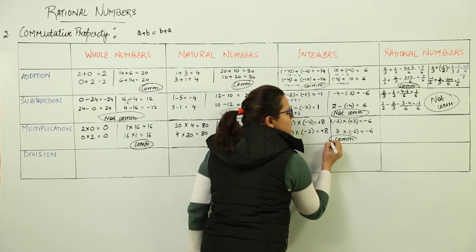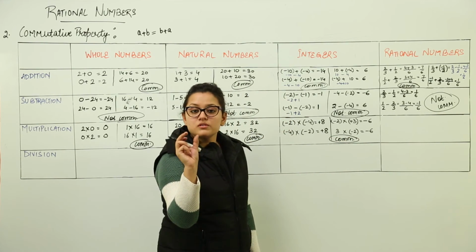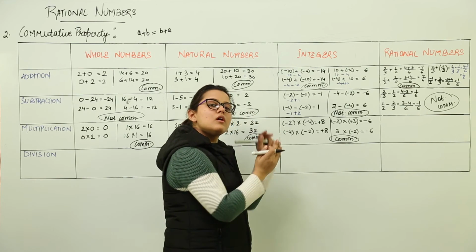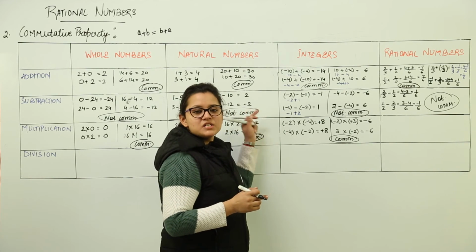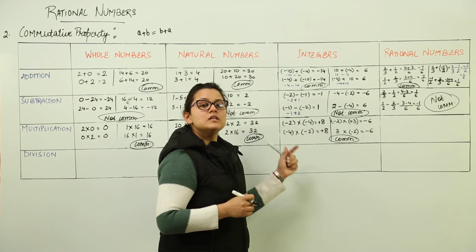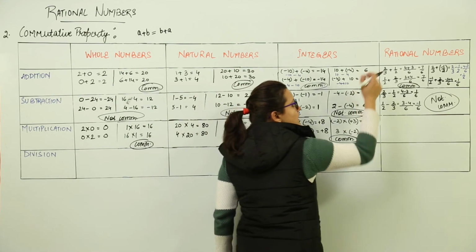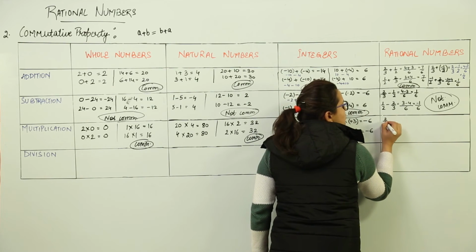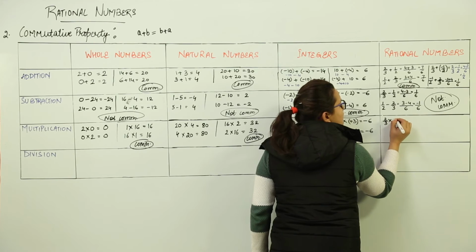I hope you are getting the meaning of being commutative. The commutative property means even if you reverse the order, whatever operation you are applying, addition, subtraction, multiplication or division, your answer should remain the same. Let's go on with the rational numbers category. Okay, 2 over 3 multiplied with 16 over 1.